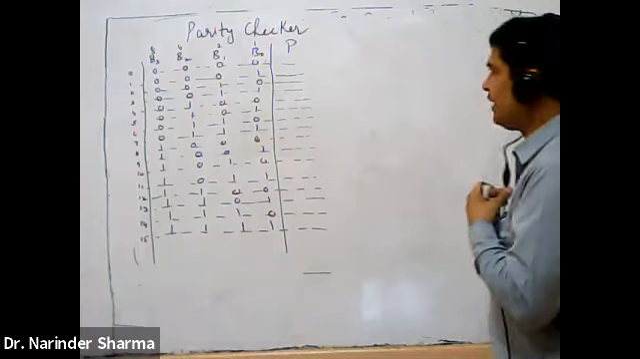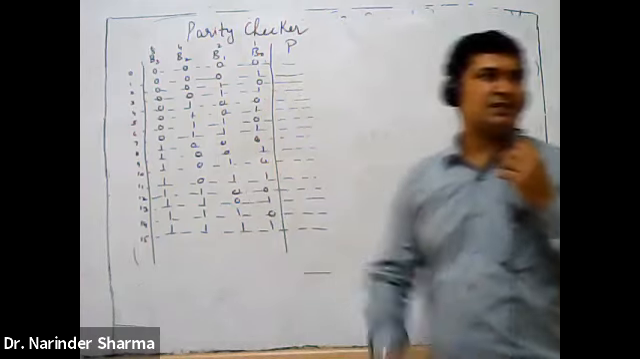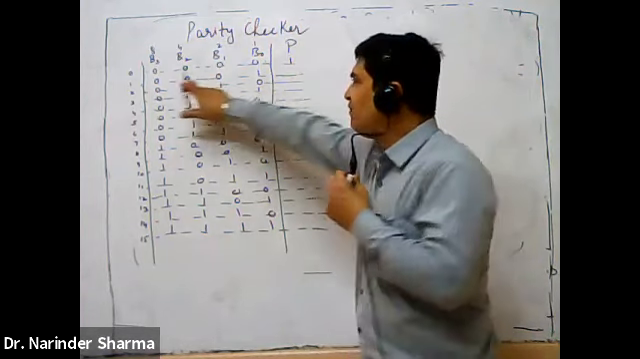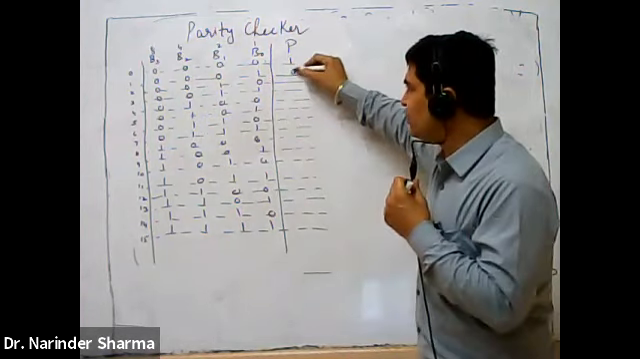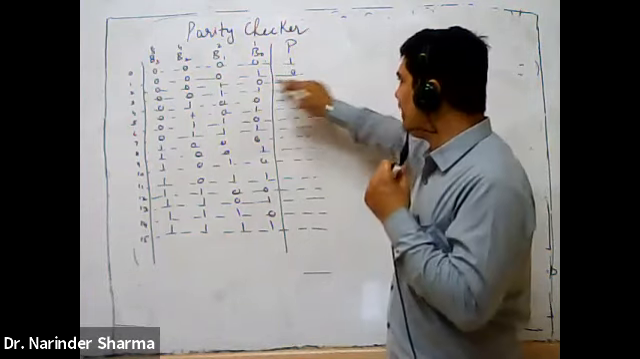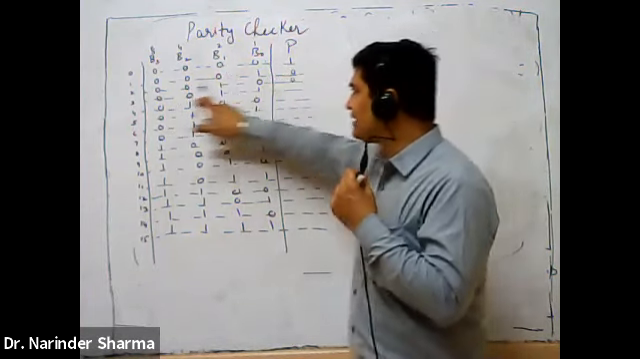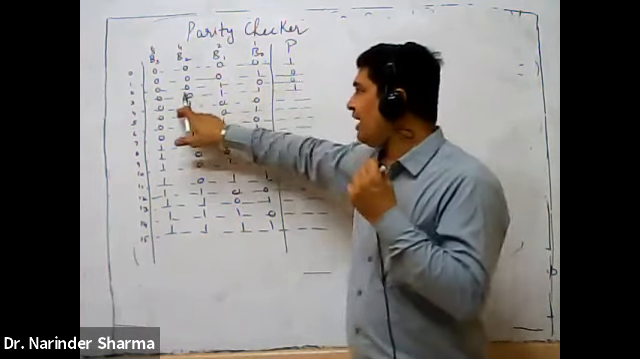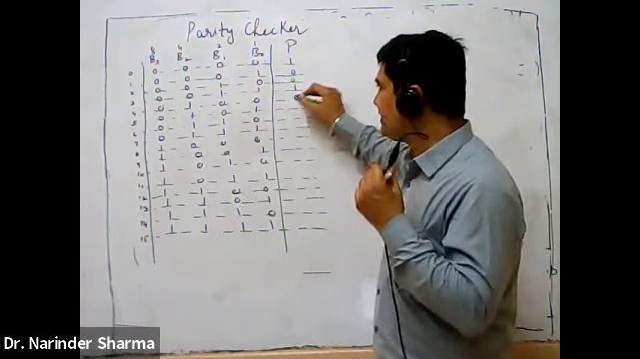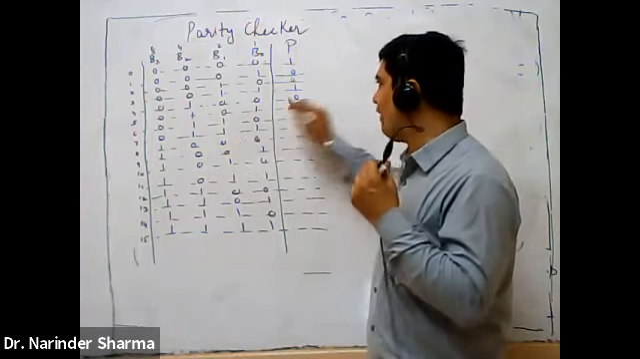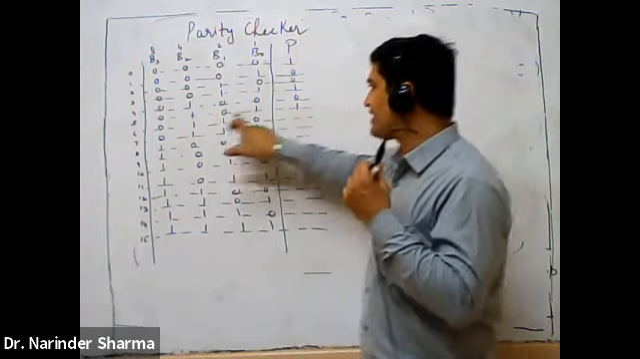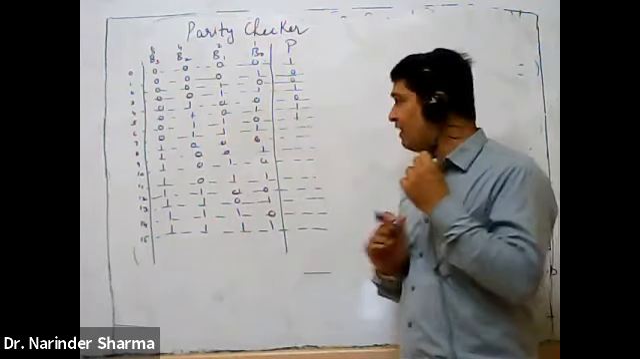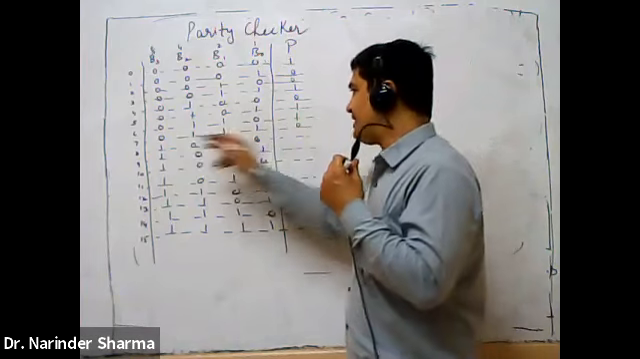Now we will go for even parity. So 0 by default is said to be even. How many ones are there? None. So write here 0. How many ones are there in 1? Only one. Write here 0. How many ones are there in 3? 1, 2. It means even. Write here 1. In 4, only a single 1. Write 0. In 5, 2 ones. Write here 1. In 6, 2 ones. Write 1. In 7, 1, 2, 3. 3 ones means odd ones. Write here 0.